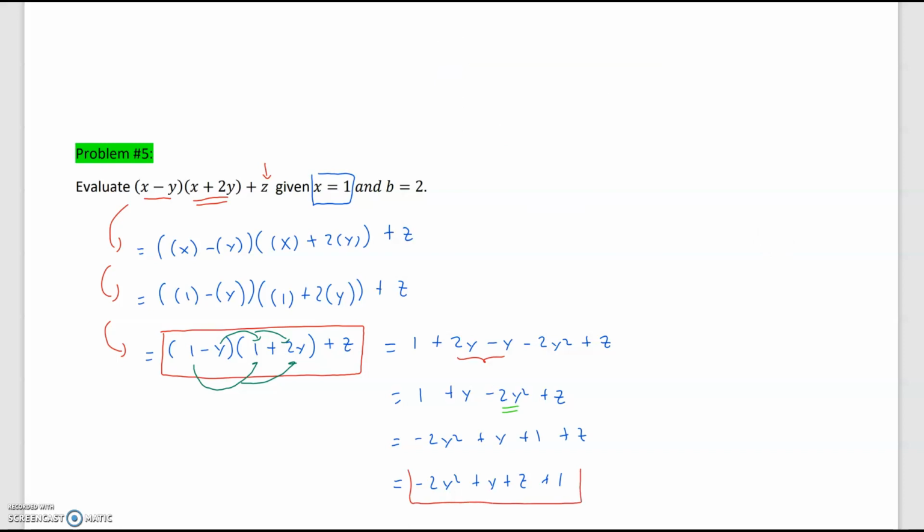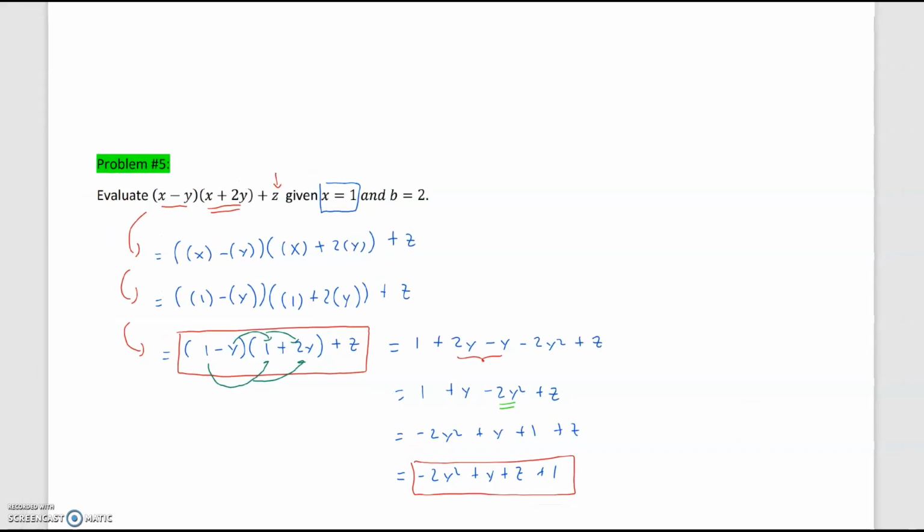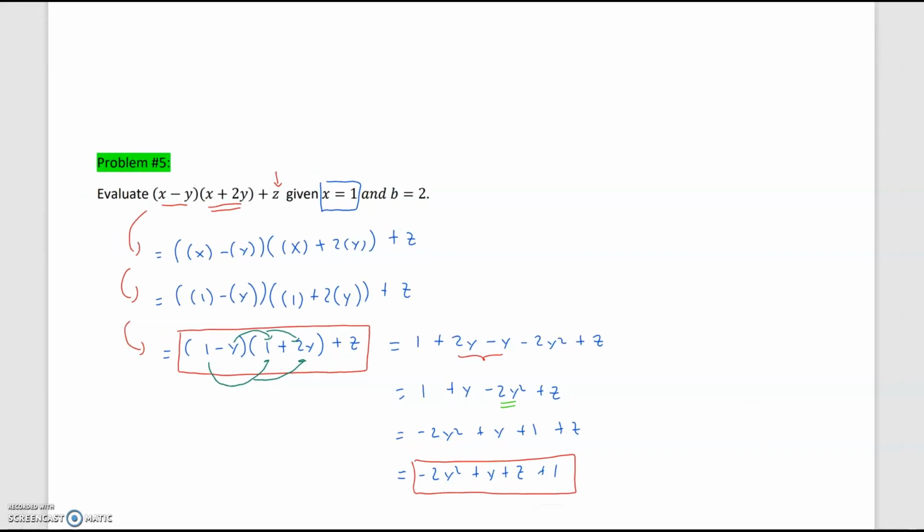And this is for us to undo any set of parentheses, in this case, these parentheses, and express it in this format. Let me just double check the final answer. So we're looking at 1 minus y, and then 1 plus 2y plus z. So this will be 1 plus 2y minus y. Okay, we're good. So this is our final answer for this one. Remember that evaluate means to plug in into an expression given values. In this case, we're not using the b.